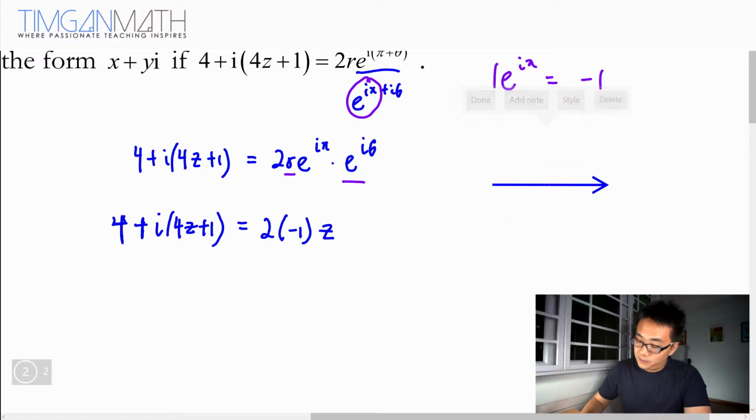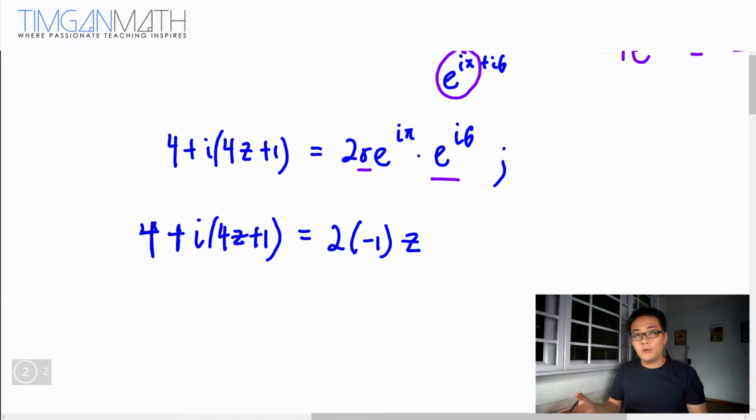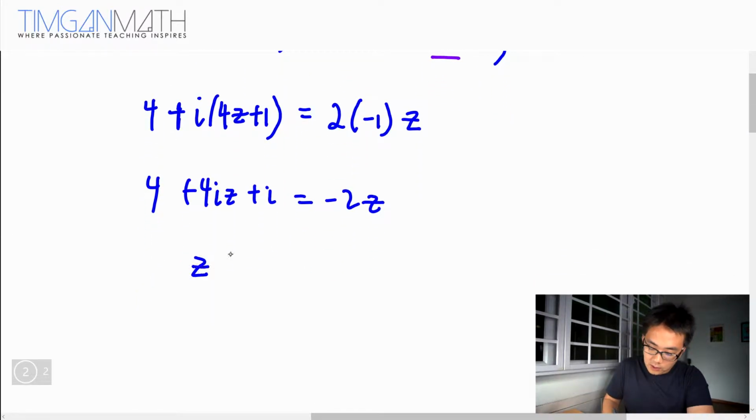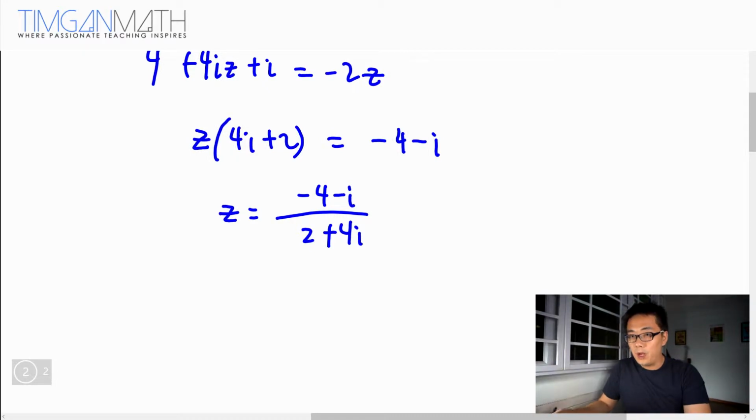Oh yeah, then you ask yourself that you have z on both sides, and z is what you need to solve. So you can express z as the subject, and then you can solve it. So we can expand this into 4iz plus i plus 4 equals -2z. So I'm just going to move the z to the other side and try to solve this. This is 4i plus 2 equals -4 minus i, and z equals (-4 minus i) over (2 plus 4i).